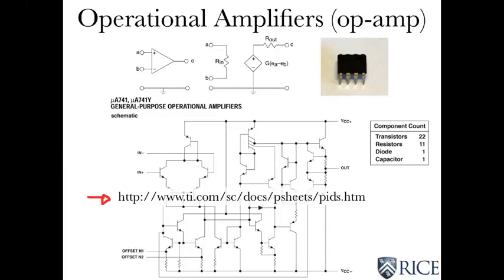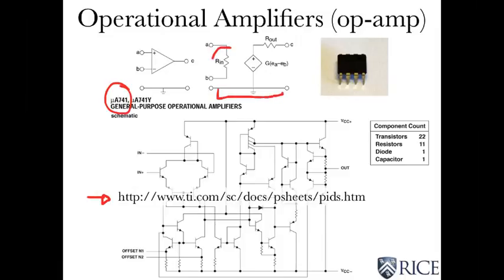And this is the website they provide for you to download specification sheets. That's what these are called. I took this from the specification sheet for a 741 op-amp. And you can download and look at all the different kinds of circuits and chips they provide and see how they operate.